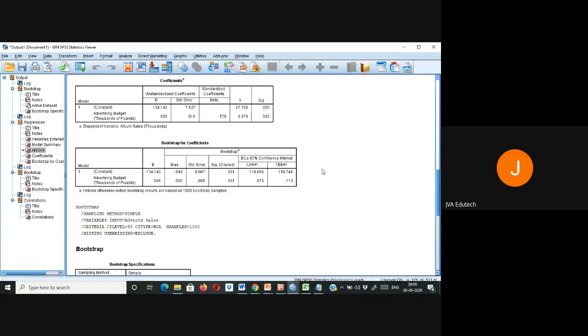So you just put it into the equation: y is equal to 134.140 plus the coefficient into x. We are saying that y could be explained by b0, that is 134.1.